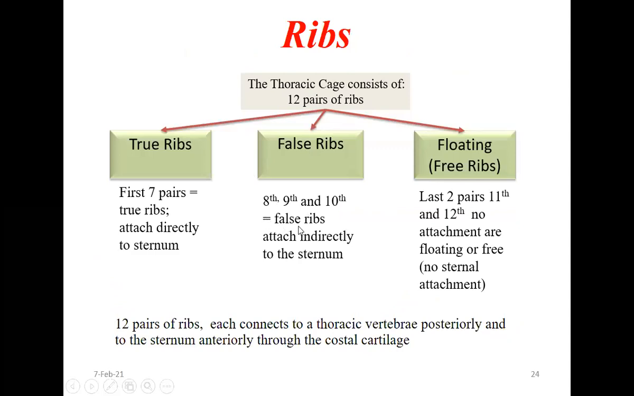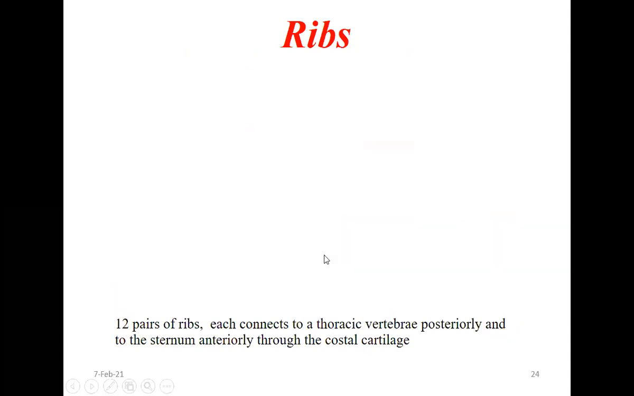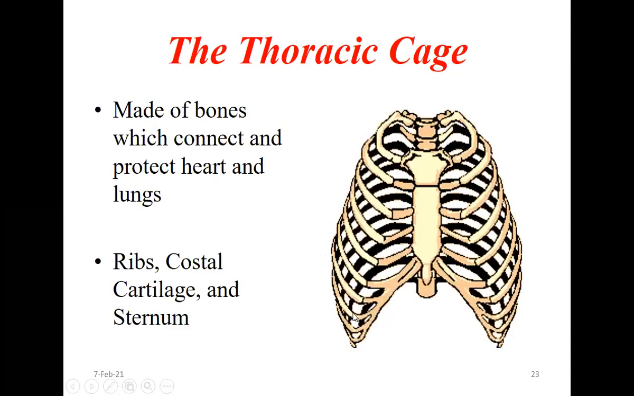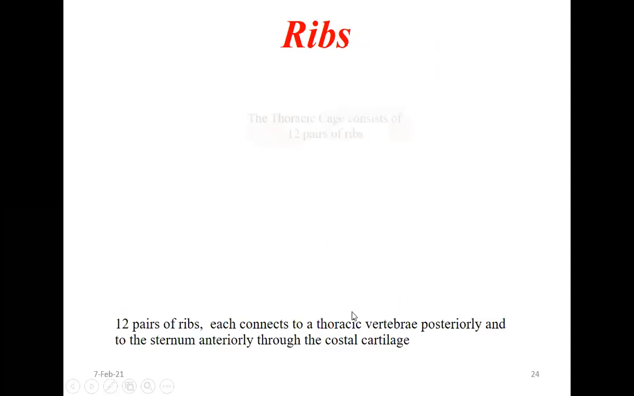Why they are called false ribs? Because they are attached indirectly to the sternum. They are not directly attached to the sternum. If you see here, these are attached by the costal cartilage to this costal cartilage. So they are not directly attached to the sternum, but first they are attached to these costal cartilage and from there to the sternum. So that's why they are called the false rib.